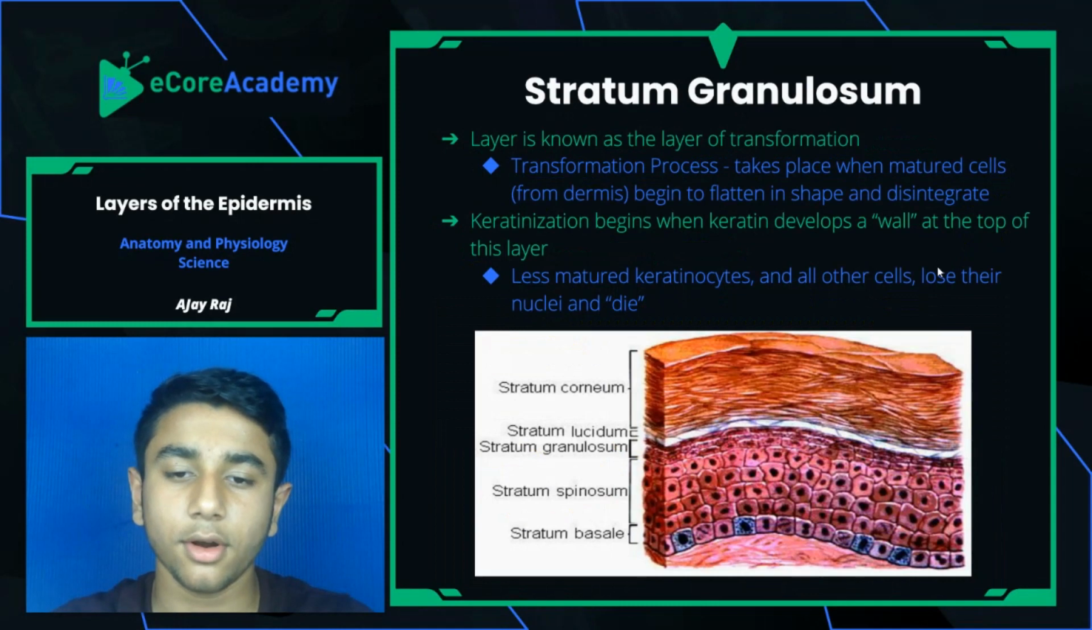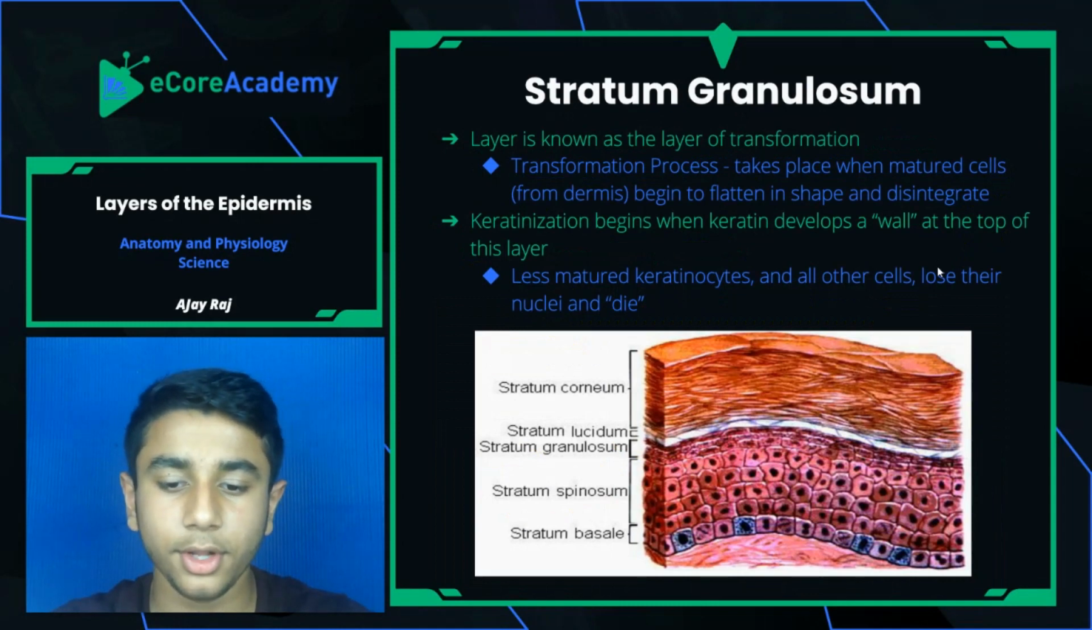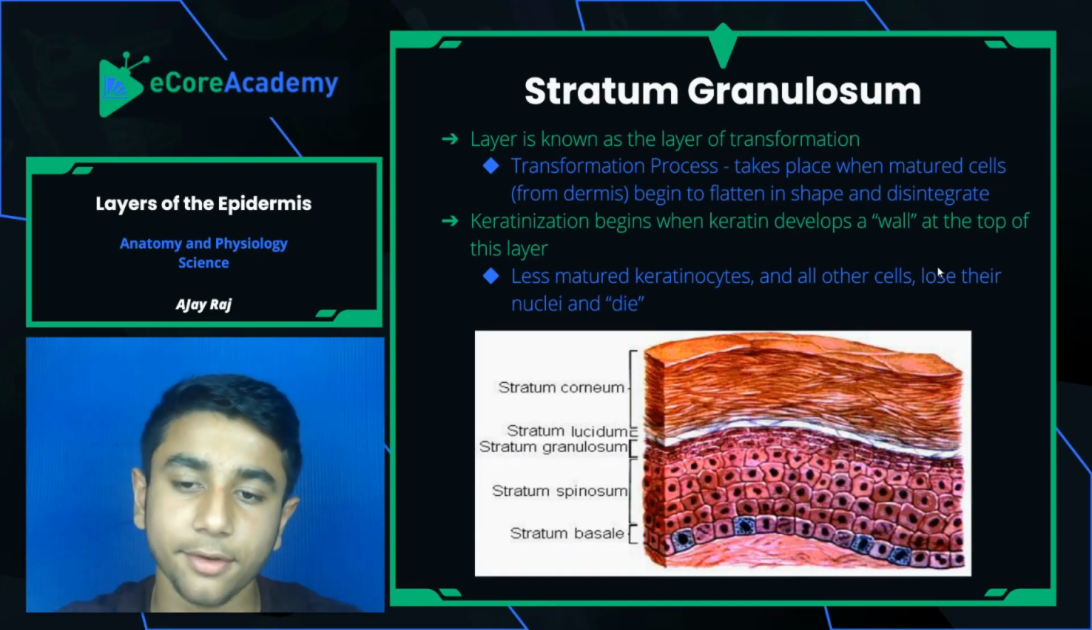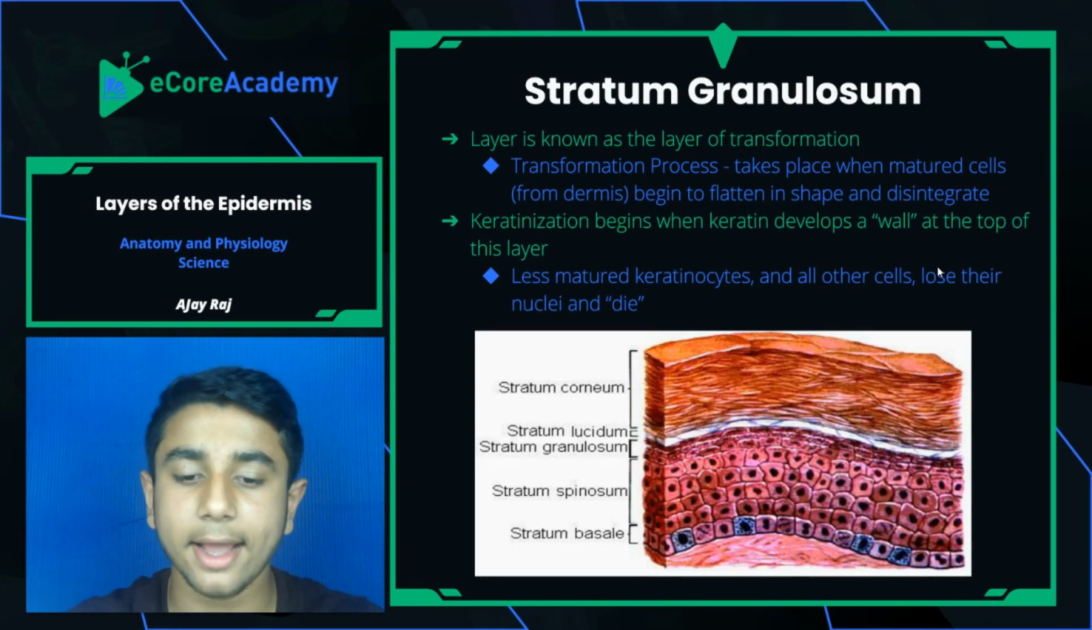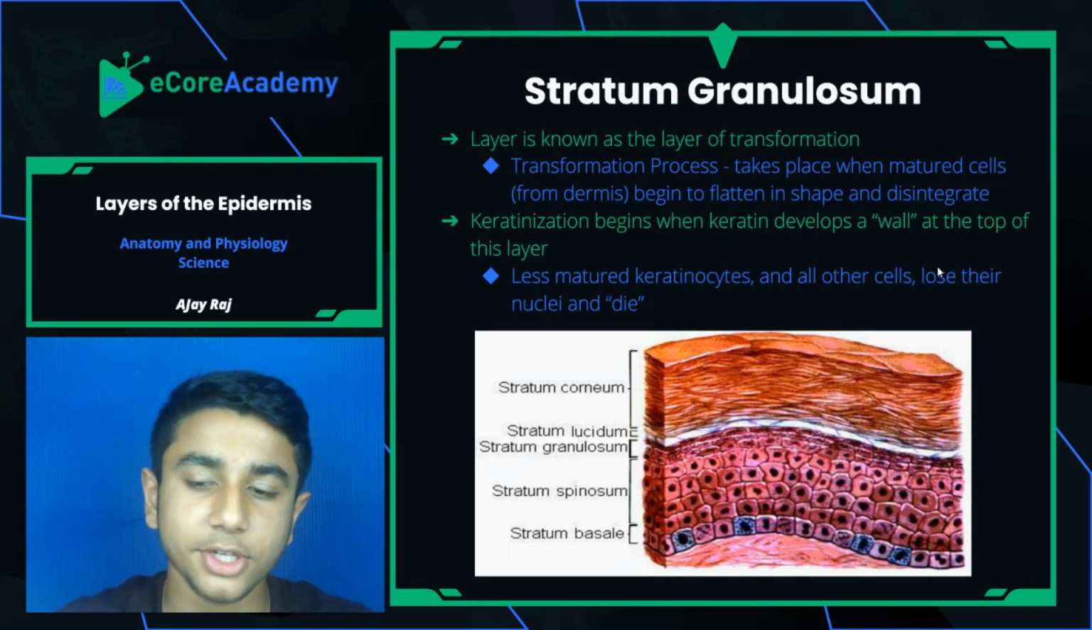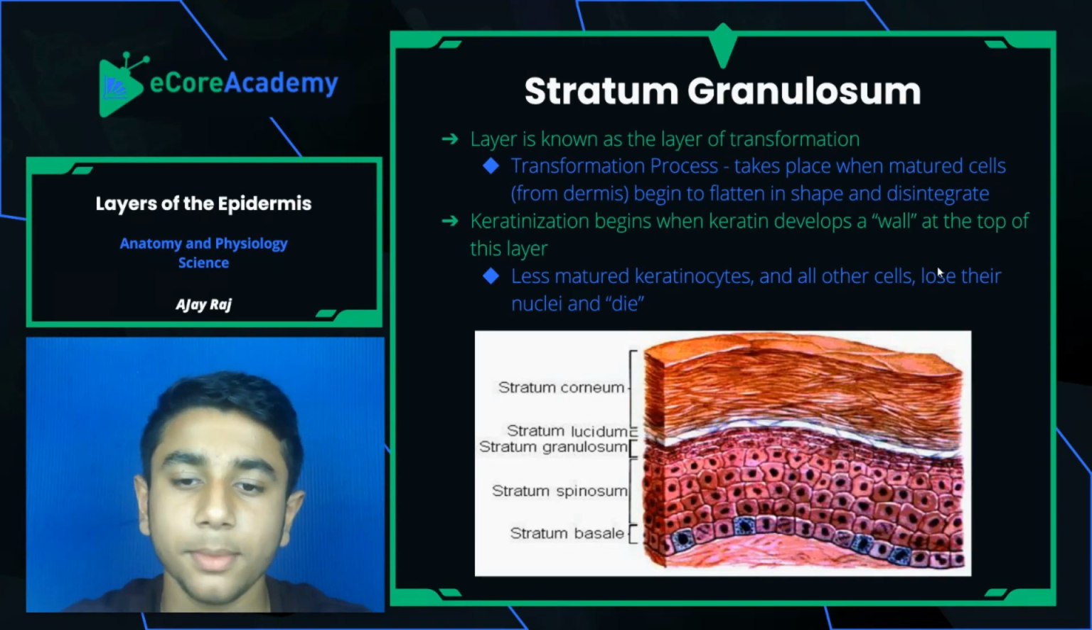And then for our third deepest layer, it's the stratum granulosum, and it's known as the layer of transformation. So it's right outside of the stratum spinosum, and it has to do with the transformation process, which is a place where matured cells, which come from the dermis, begin to flatten in shape and disintegrate.